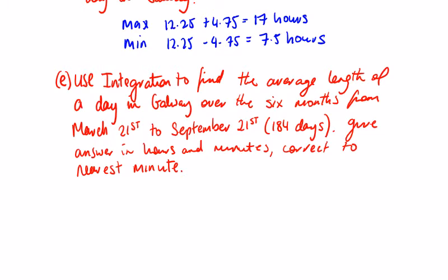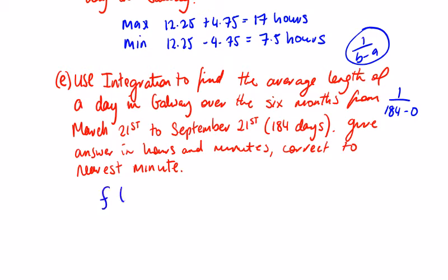Part E of this question, the final part, we're asked to use integration to find the average length of a day. Once you see average length, your brain jumps to 1 over b minus a. Over the 6 months, from March 21st to September 21st, that's 184 days. So it's going to be 1 over 184. Give your answer in hours and minutes correct to the nearest minute.